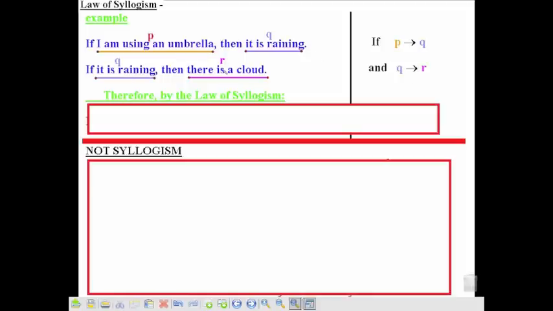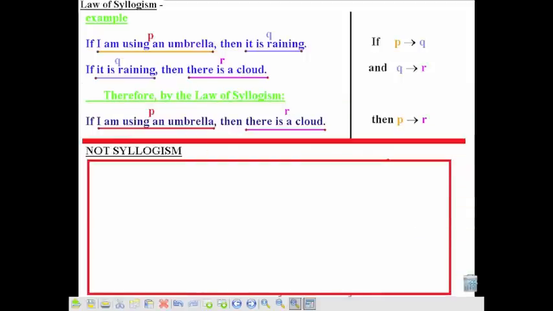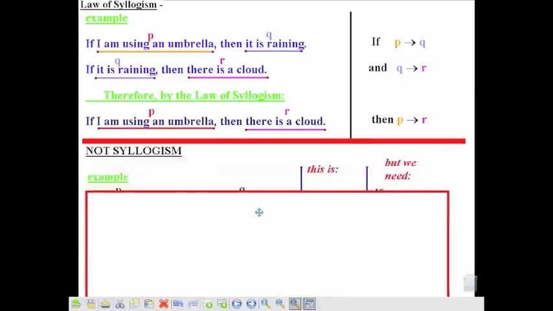And then I have a new statement again, so I use a new letter, and I'm going to be using R there. So therefore, by the law of syllogism, I can leave out the middle step, skip straight from P to R. If I'm using an umbrella, then there's a cloud. So again, P to Q, Q to R, therefore, just P to R, leaving out the middle step.